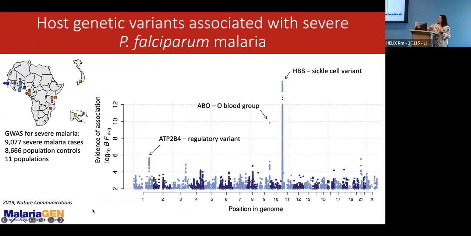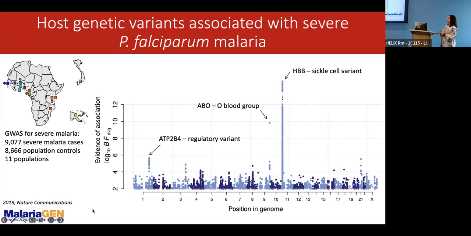Nowadays, we can also test this more directly by genetic association studies. There have been several GWAS, including this one that I was involved in as a postdoc, which is the largest so far for severe malaria, looking at 9,000 severe malaria cases and about 9,000 controls across 11 populations. This is a Manhattan plot showing across the human genome evidence for association with protection from malaria. We see that the sickle cell variant at hemoglobin beta is the very top hit.